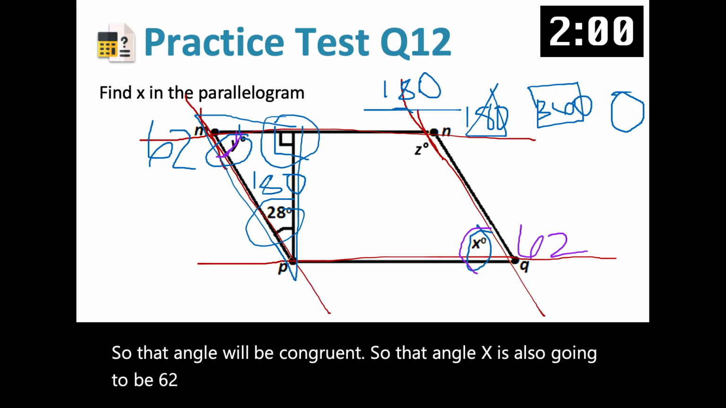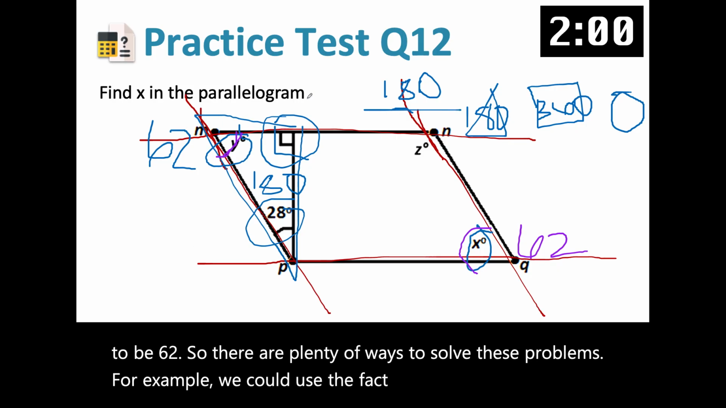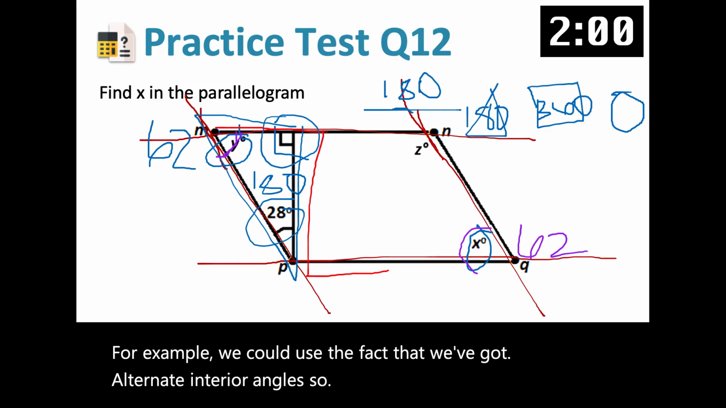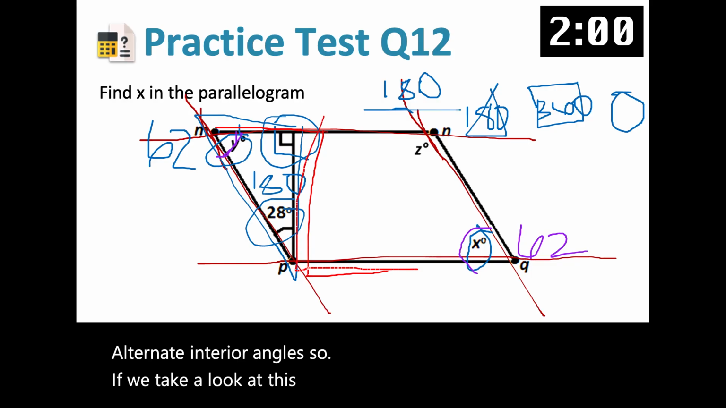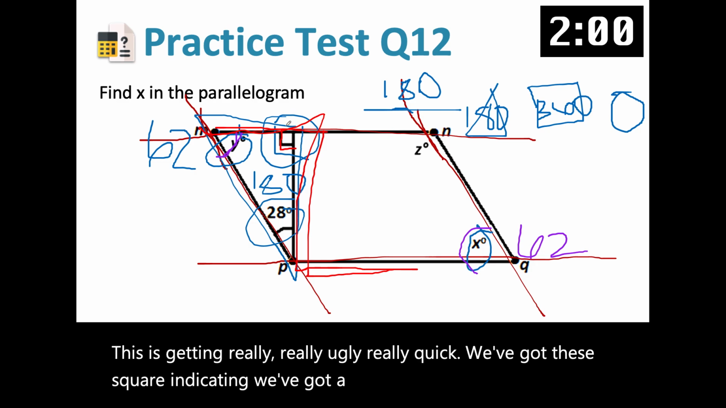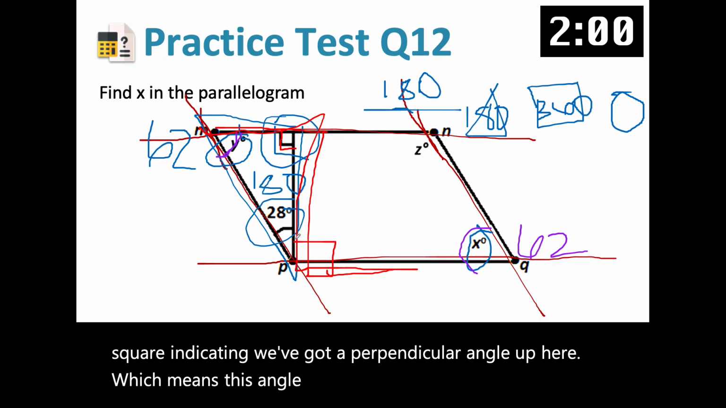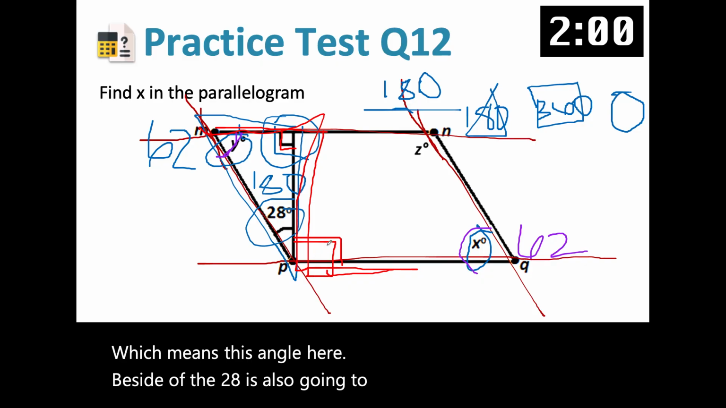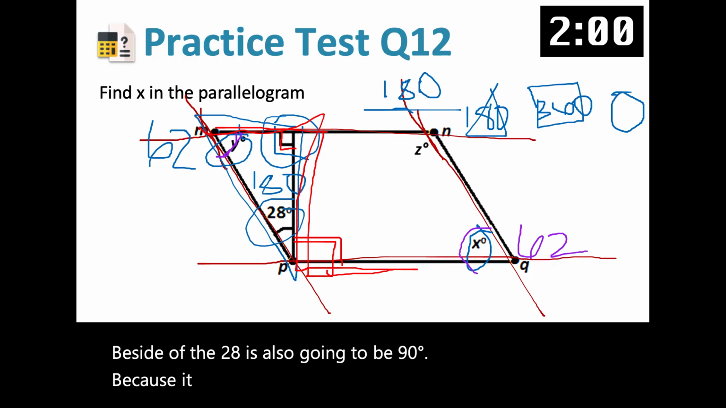So there are plenty of ways to solve these problems. For example, we could use the fact that we've got alternate interior angles. So if we take a look at this shape, this is getting really ugly really quick. We've got the square indicating we've got a perpendicular angle up here, which means this angle here beside the 28 is also going to be 90 degrees, because it forms that Z shape. That Z shape means we've got alternate interior angles.